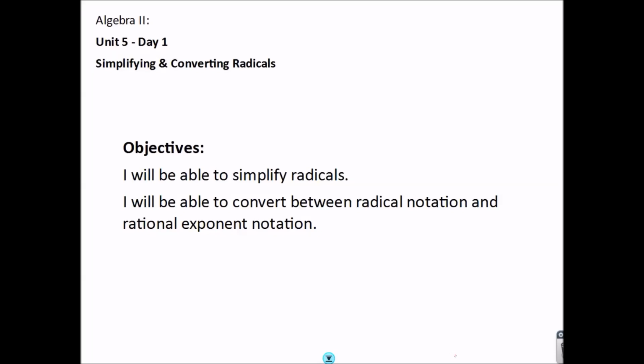Today we're going to learn about simplifying and converting radicals. By the end of this video, you should be able to simplify radicals, and you should be able to convert between radical notation and rational exponent notation.